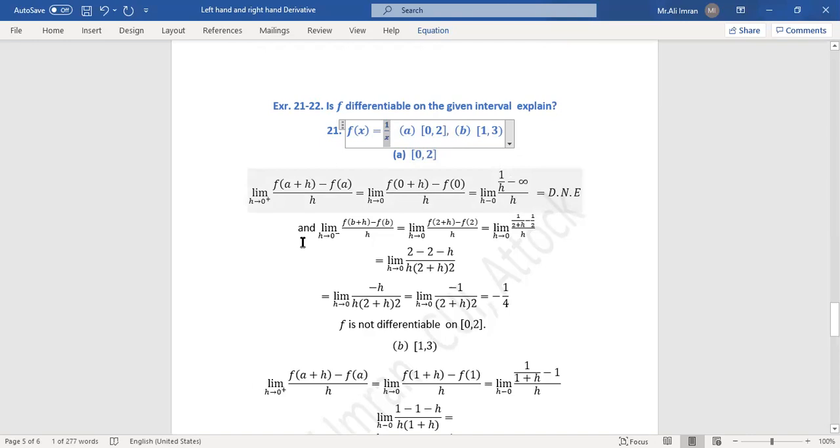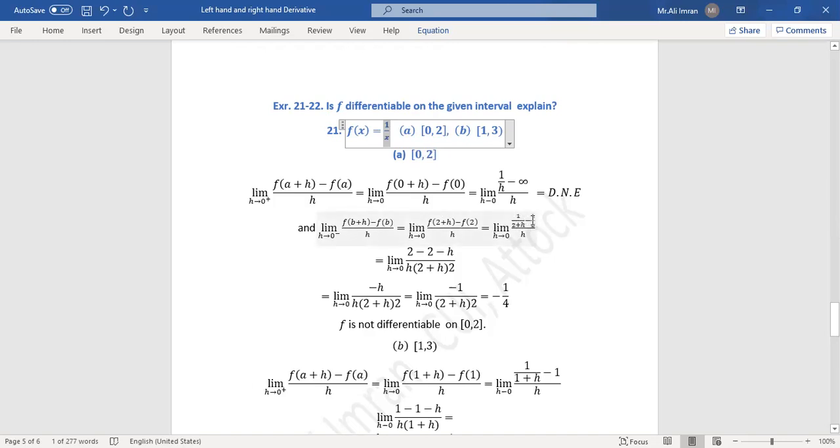Now we will find the left hand derivative limit. Limit h tends to 0 minus of f of b plus h minus f of b divided by h. Here the value of b is equal to 2. Limit h tends to 0 of f of 2 plus h minus f of 2 divided by h. The value of f of 2 plus h will be 1 divided by 2 plus h, and f of 2 will be 1 divided by 2.